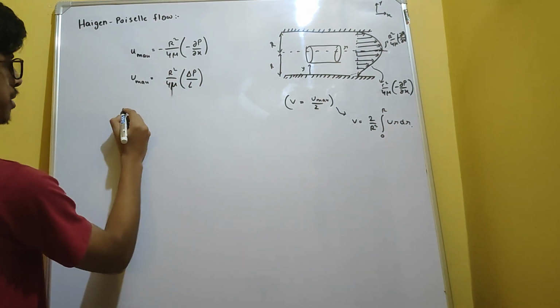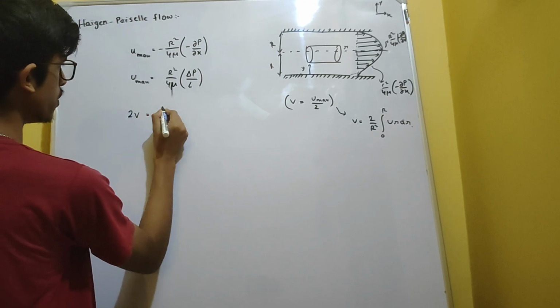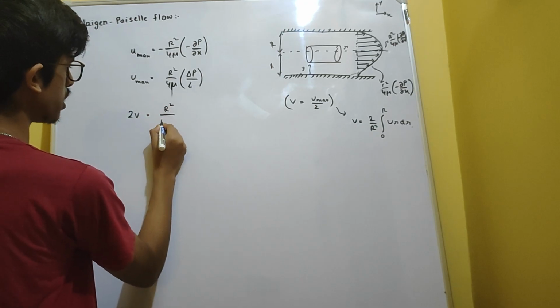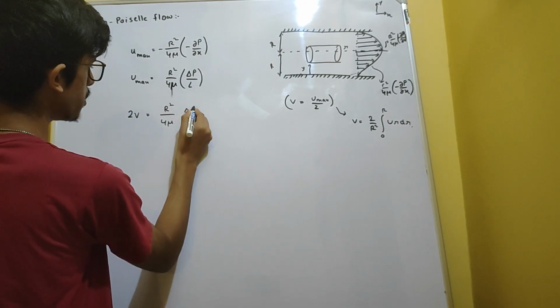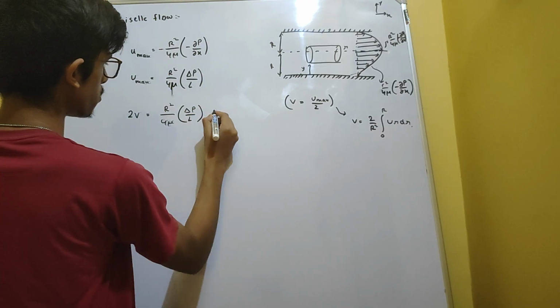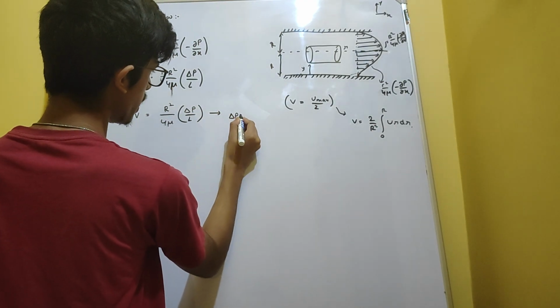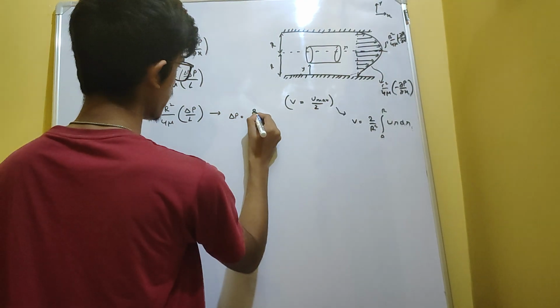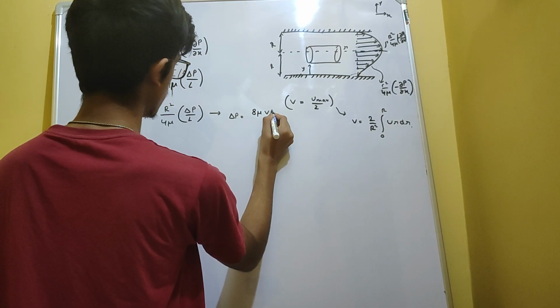Instead of u max, we will be writing twice of velocity, which is R square by 4 mu and delta P by L. So from this, if you find the expression of delta P, you will get 8 mu V L divided by R square.